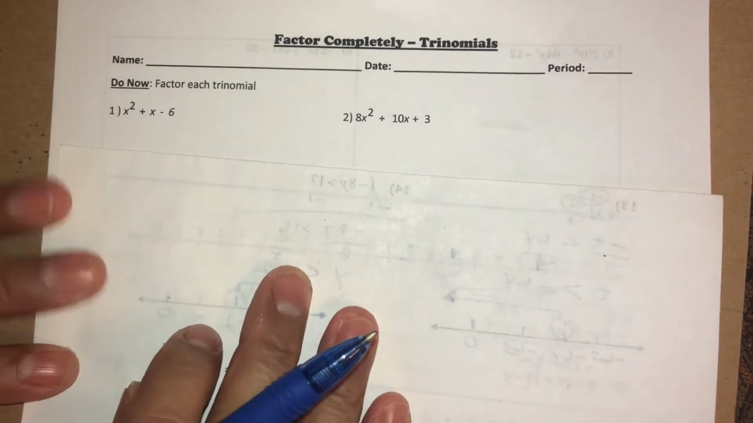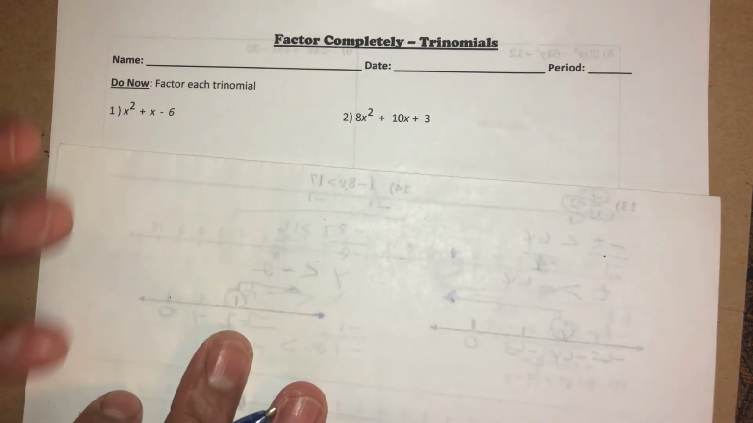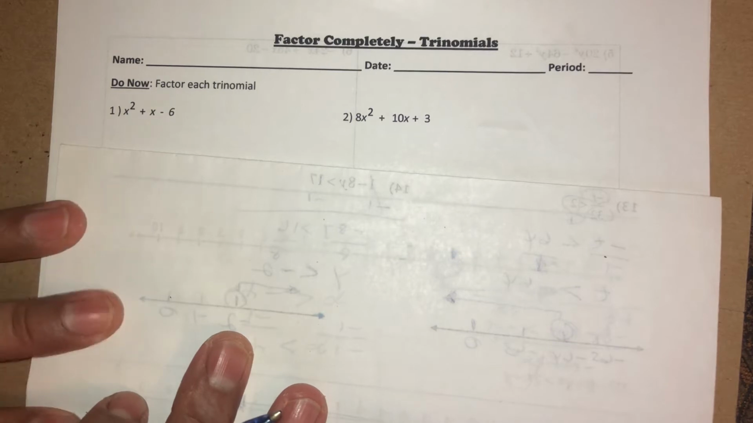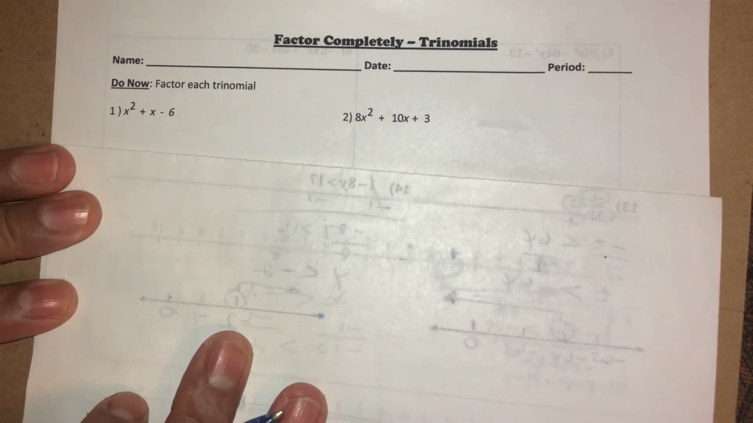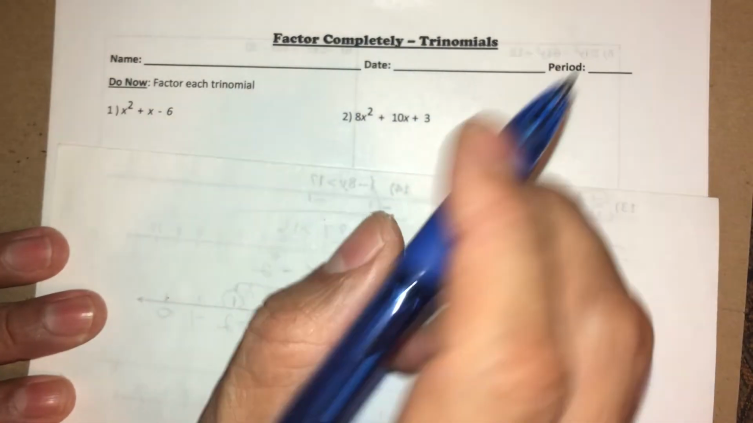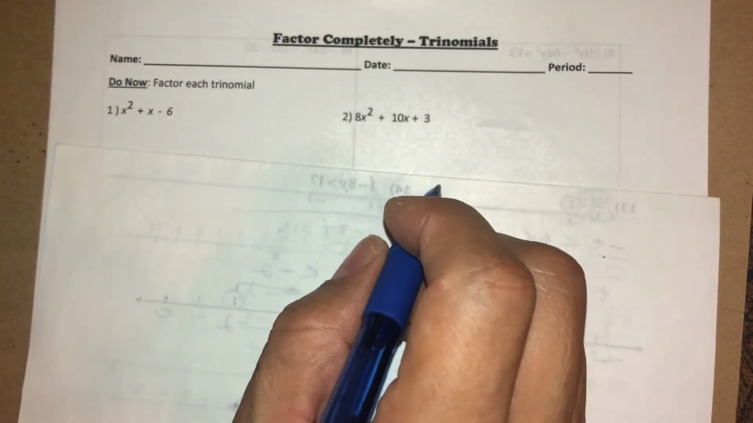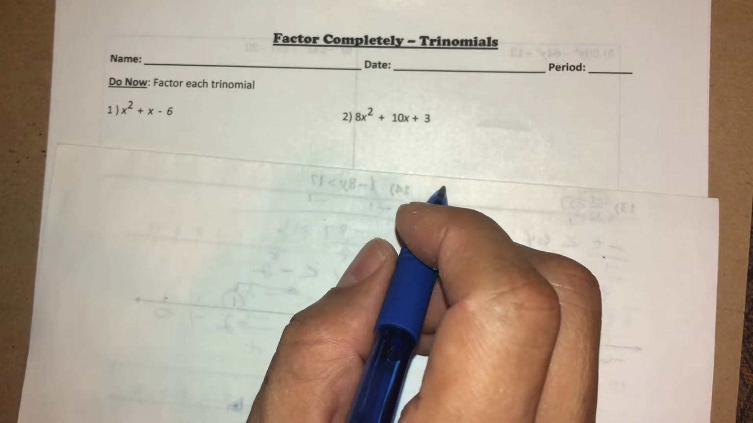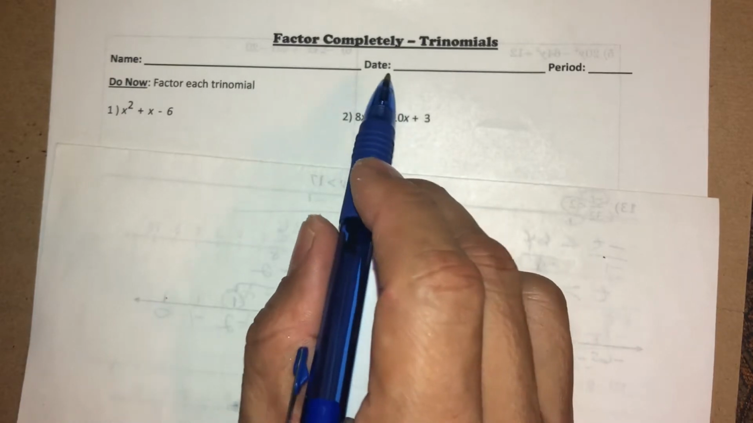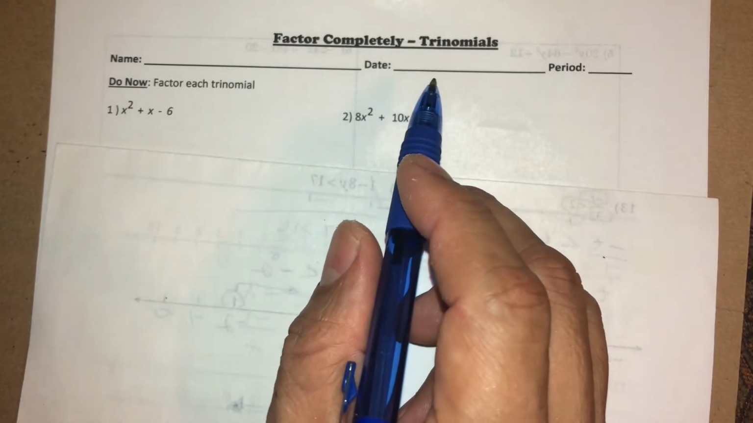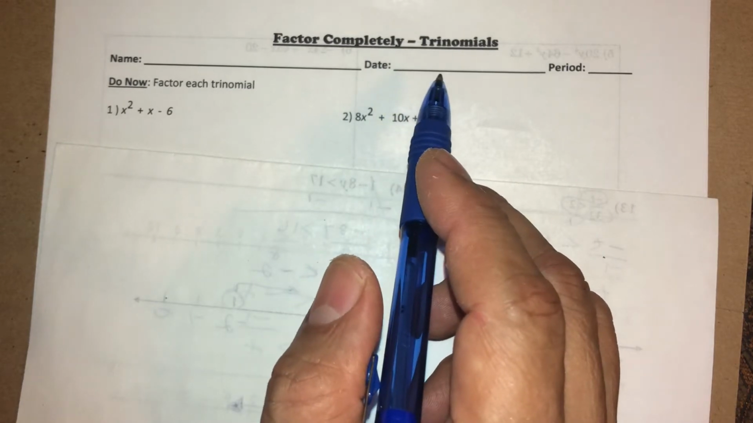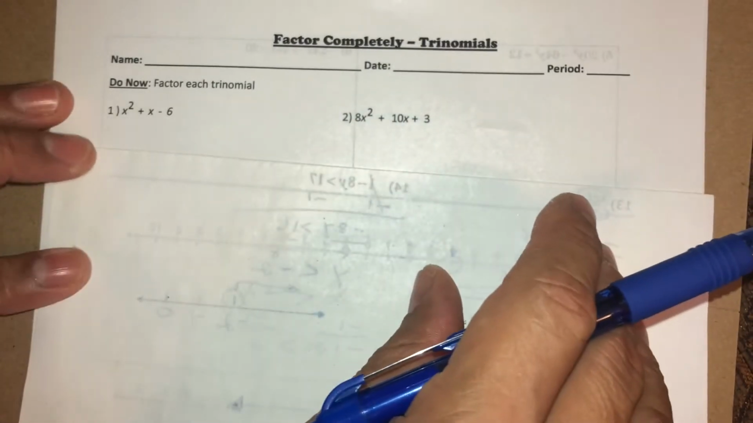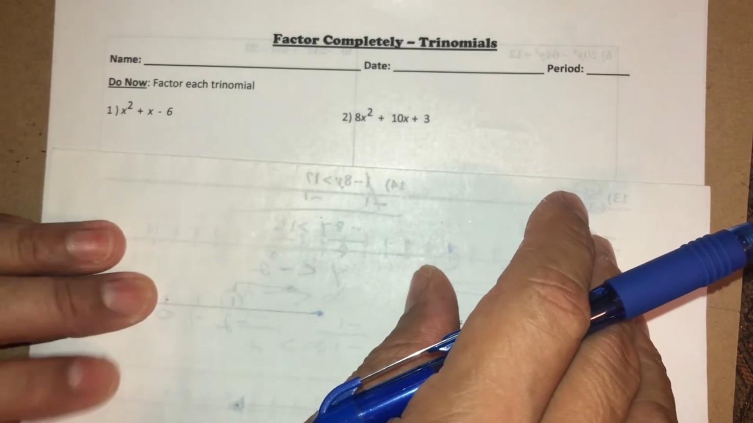Okay, kids, we're almost finished. After today, we have one more lesson and we'll be done. We're going to continue factoring completely, but now we're going to do trinomials. In yesterday's lesson, we factored completely using binomials. Now we're going to do trinomials. It's going to be the same thing: GCF first, then double bubble.